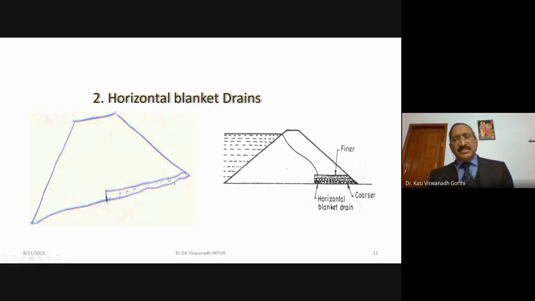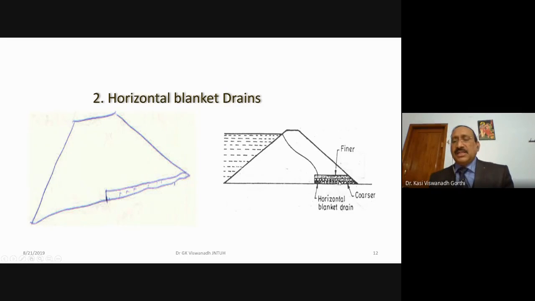So for a dam section, the horizontal blanket is the horizontal filter which is provided like this from the toe portion up to a certain portion in the base. You can see here the composition of this horizontal drain, or horizontal filter, horizontal blanket, what we call. You can see here more coarser material at the bottom portion, finer portion at the top for this horizontal filter.